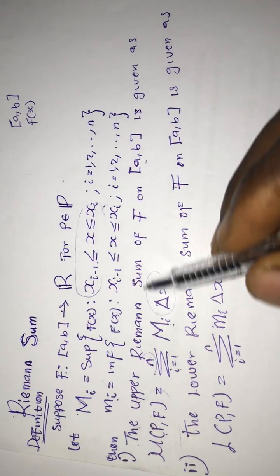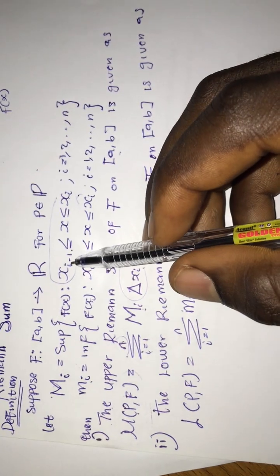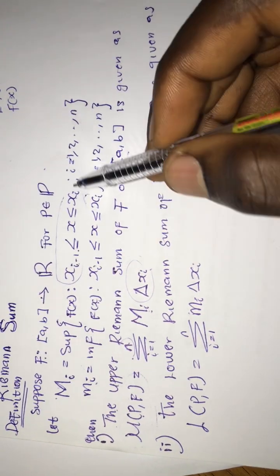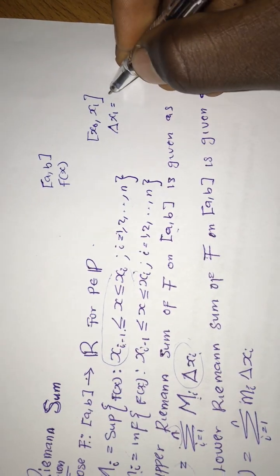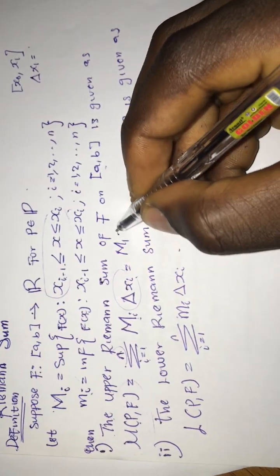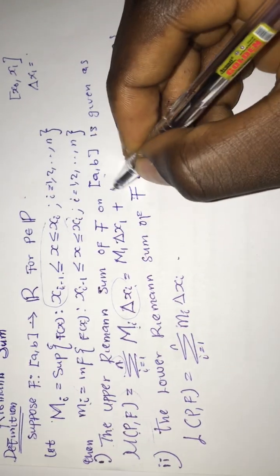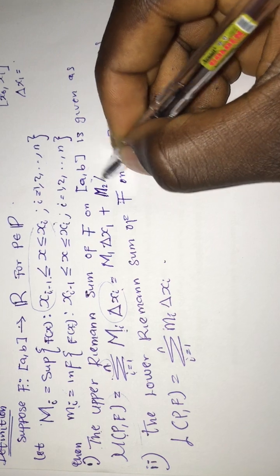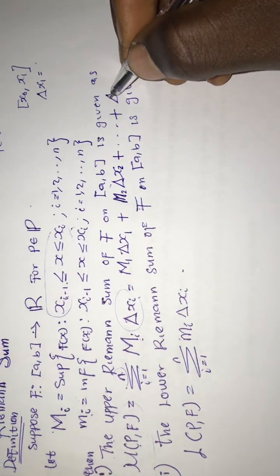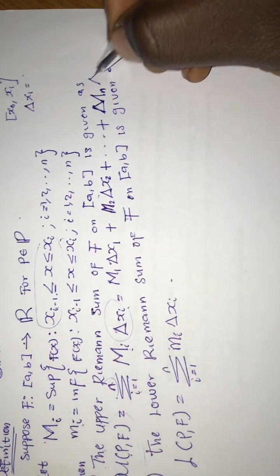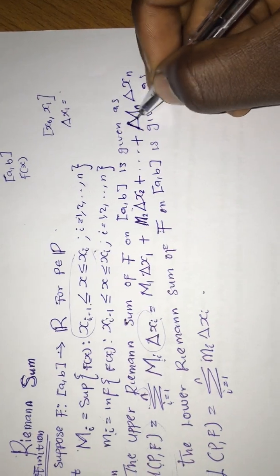now you can see this delta xi. With the tally, when i equals 1, you put 1 here, you are going to have 0, 1. So it will be between x0 and x1. So we are going to look for delta x1. So whatever we get, I can write this expression to be M1 delta x1 plus M2 delta x2 plus dot dot dot plus up to Mn delta xn. Hope you grab. Mn delta xn.